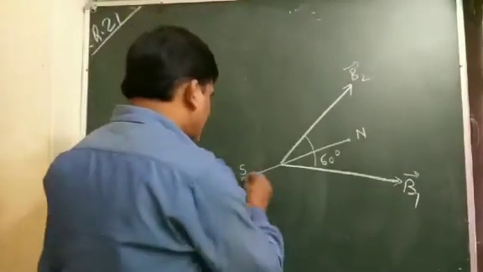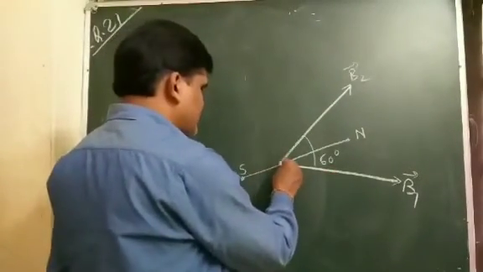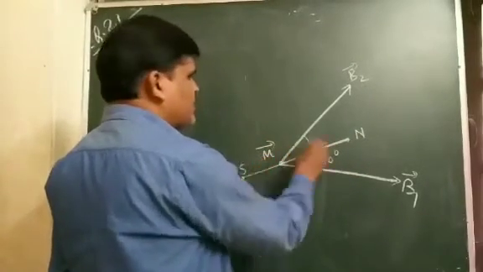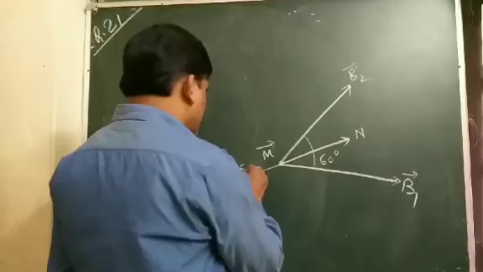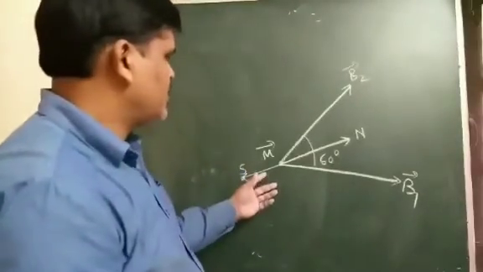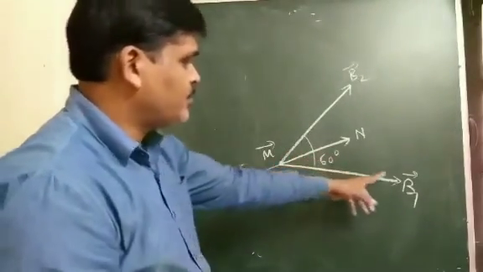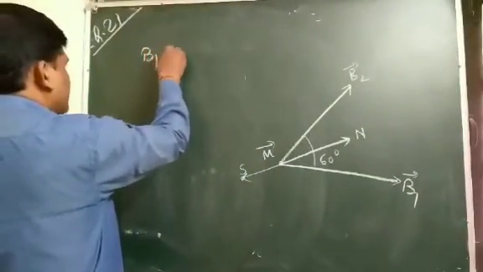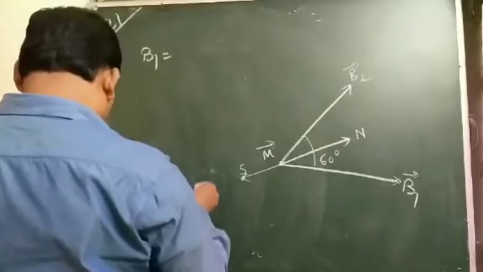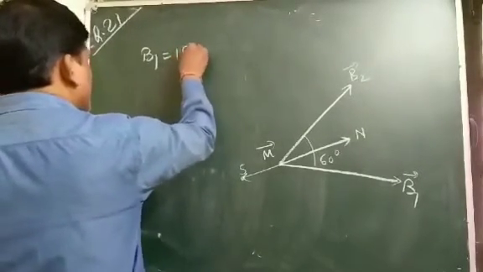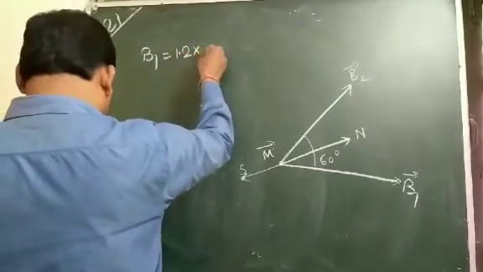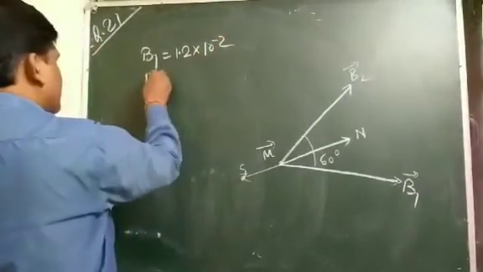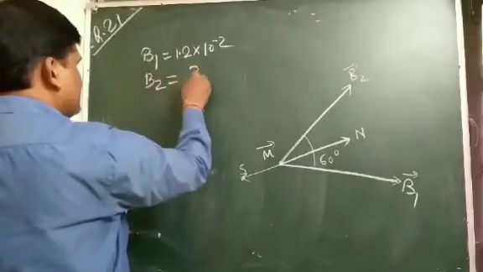Clear? And the direction of the magnetic moment, which is what? From south to north. So, magnetic dipole and magnitude of B1 which is given, 1.2 into 10 to the power minus 2, and we have to find B2, the value of B2.